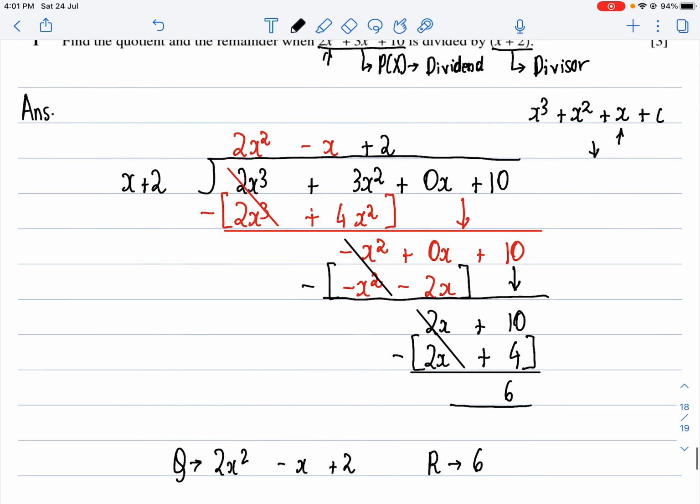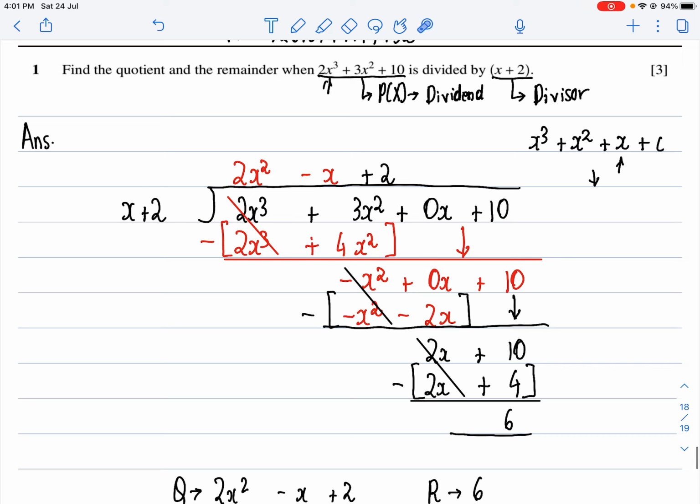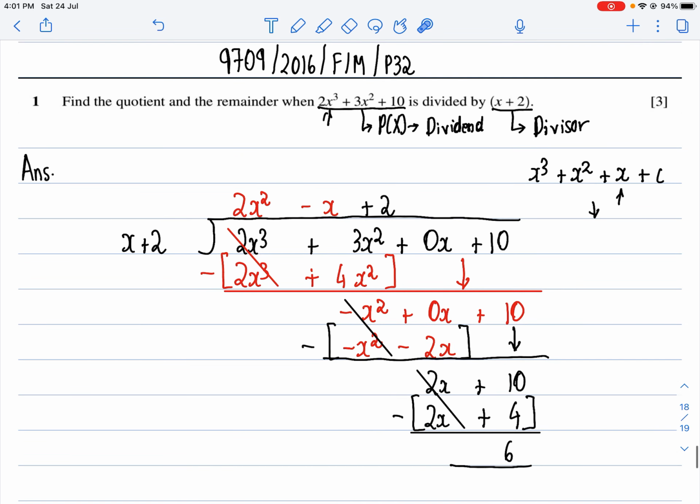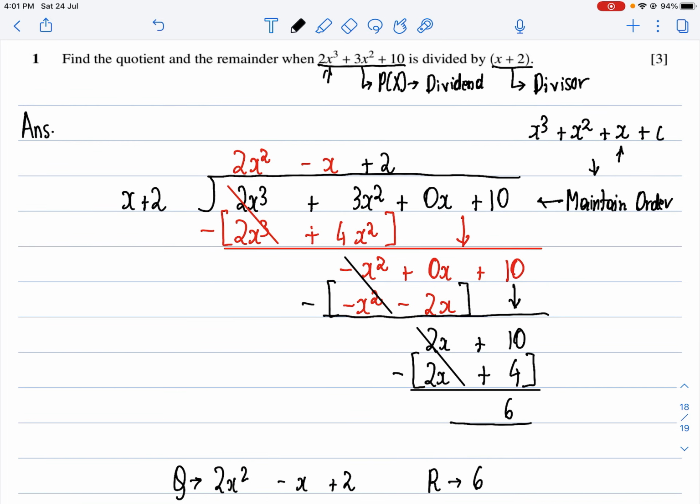Okay, so this was a very important concept, the order concept, that you need to maintain the order in full division. Okay, that's really important. So I'll just write this, maintain order. Okay, even if you don't have something, like we didn't have x here, write it as 0x so that the order is maintained and you get your final answer.